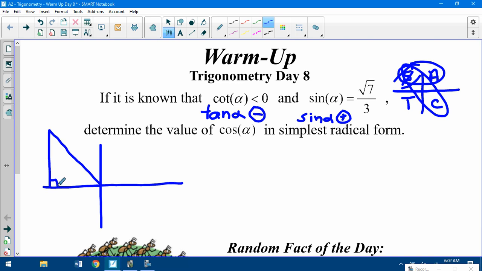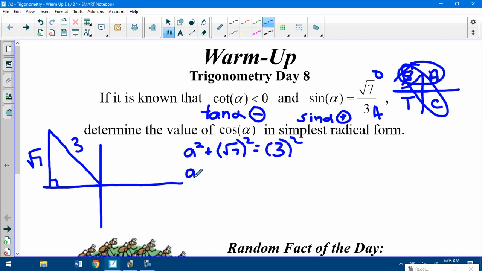How are we going to label that? Sine is opposite over hypotenuse, so the opposite is radical 7. The hypotenuse is 3. And then we've got to find the other side by the Pythagorean theorem. So a squared plus radical 7 squared equals 3 squared, which means a squared plus 7 equals 9. So a squared is 2. When you take the square root of that, we get radical 2.